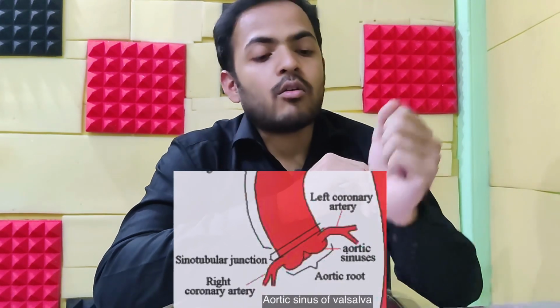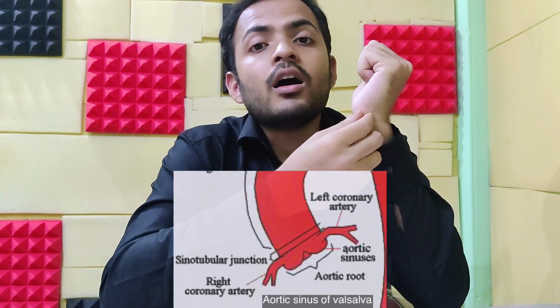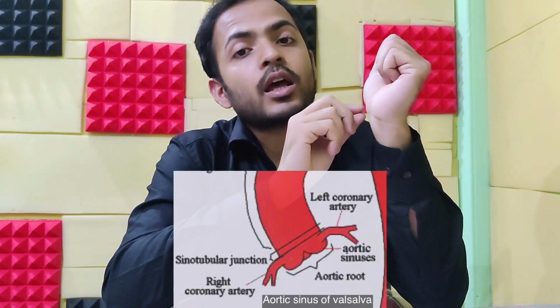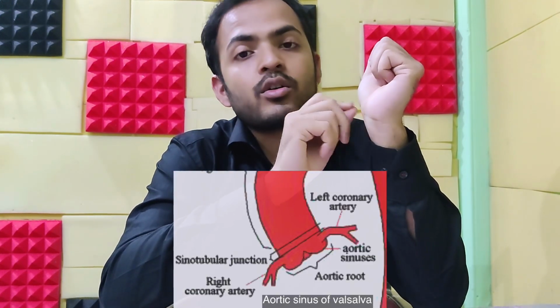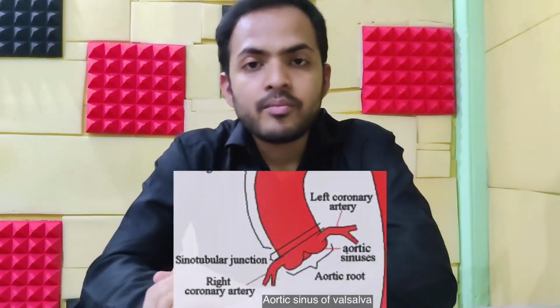Okay, now from the anterior part of this gap area or this sinus area, right coronary artery originates, and from the posterior dilatation part of this aortic sinus of Valsalva, left coronary artery originates. Okay, so this is all about the short video of left ventricle. I hope you understand it a little bit, and it is not so important for any kind of exams, but it's for your basic knowledge purpose.